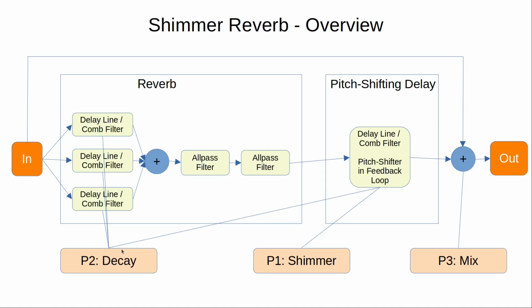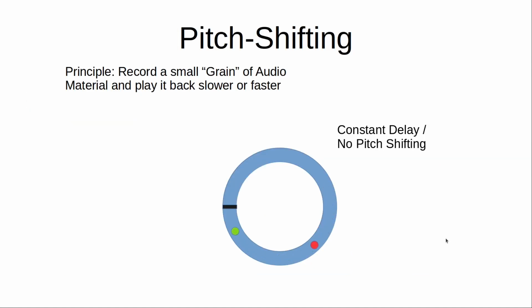The second parameter, P2, controls the length of the reverb tail and delay. Technically, the parameter is a bit crude, but a good starting point for further tweaking. The third parameter, P3, is a mix controller allowing to blend the unprocessed with the processed sound. Now I want to give an insight on how I implemented delay-based pitch shifting, since it has some interesting properties from a music theory point of view.